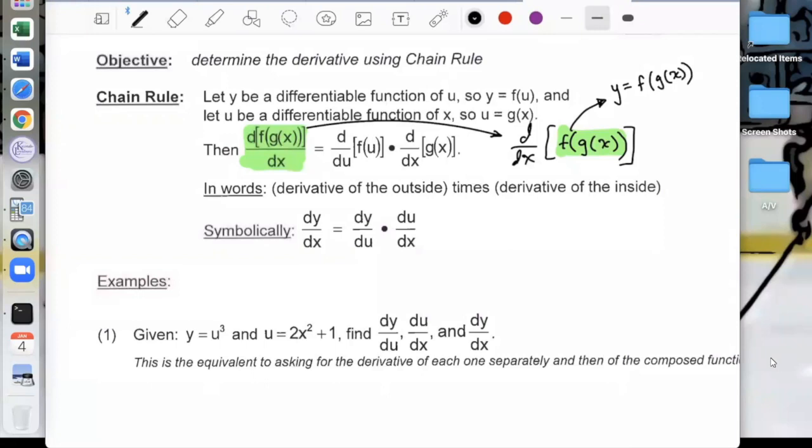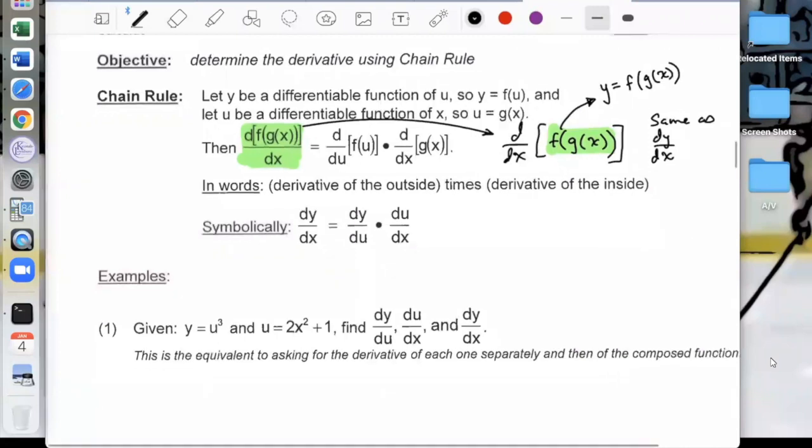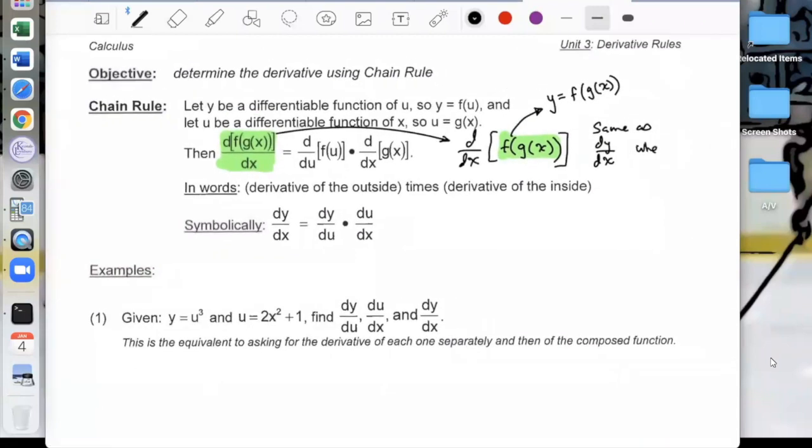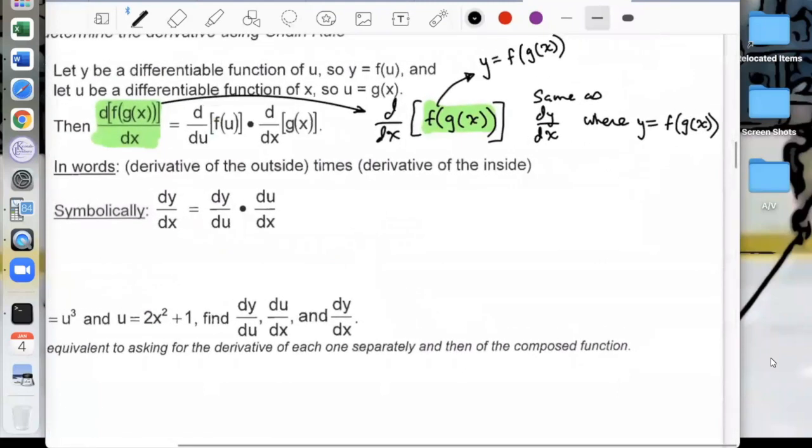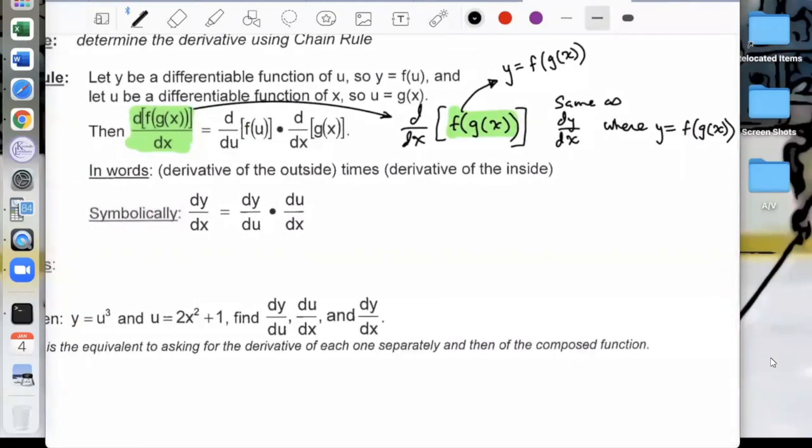This is really the same as saying dy over dx, where y is equal to f of g of x. Now, there's a lot going on there, but it basically amounts to this idea that if we can figure out what f of g of x is, then we'll be able to find its derivative pretty easily.